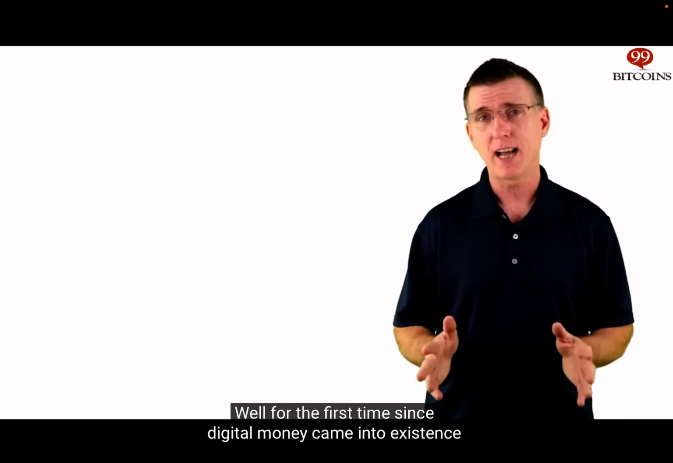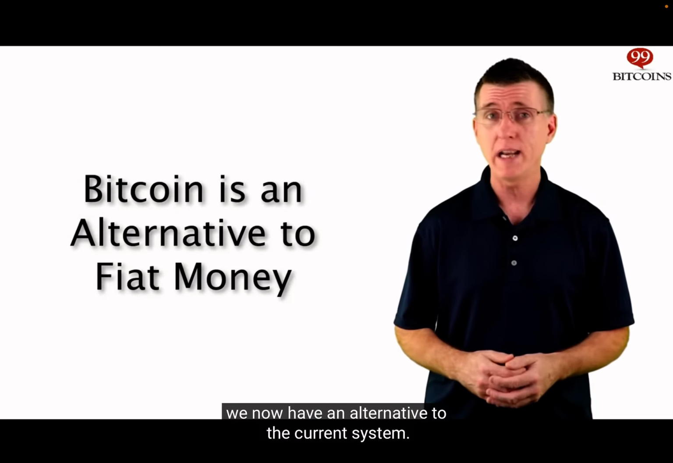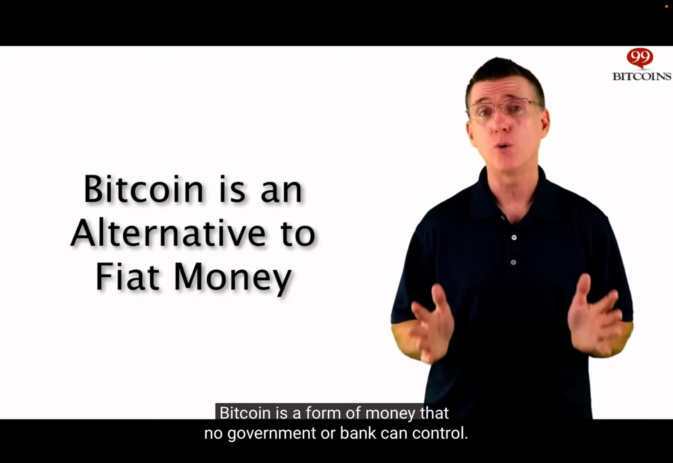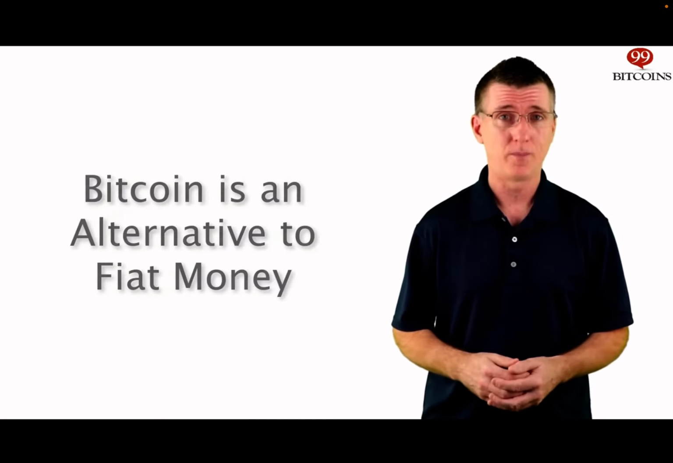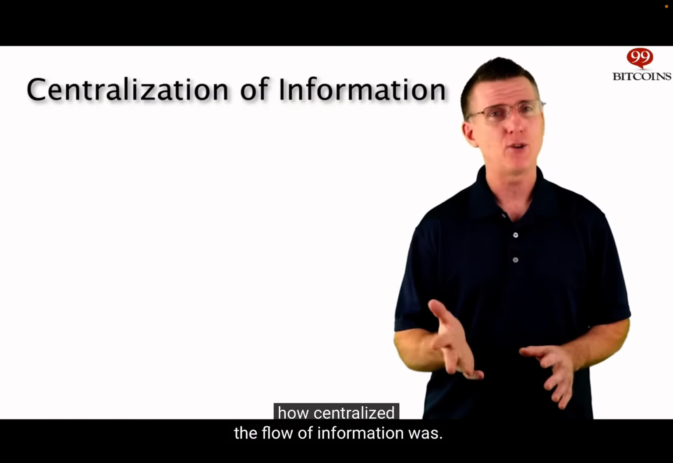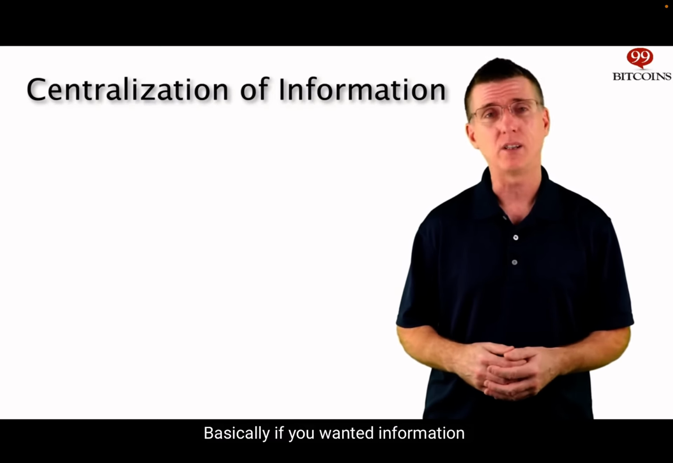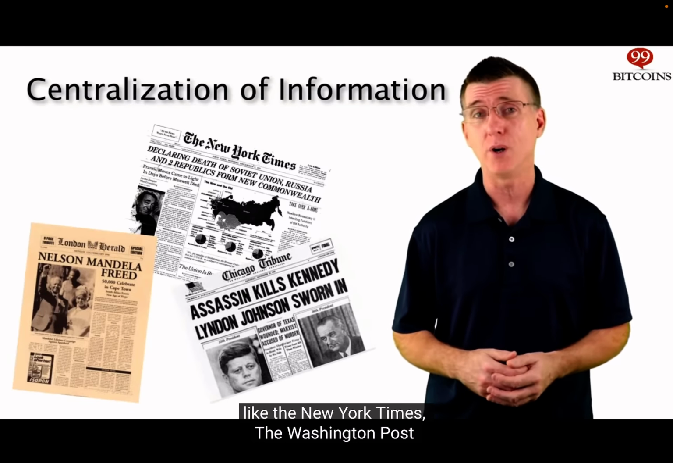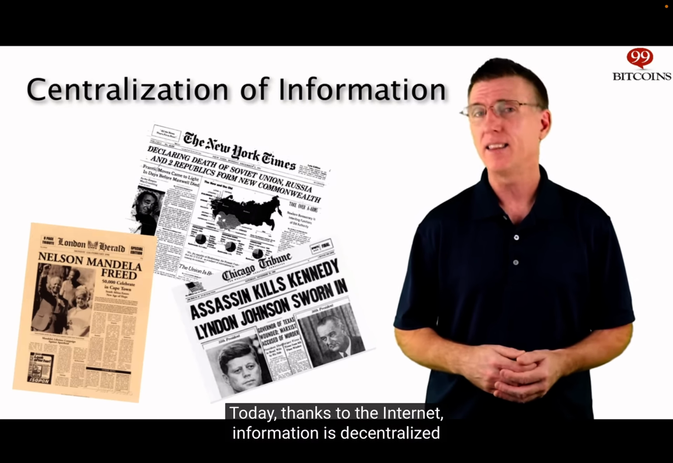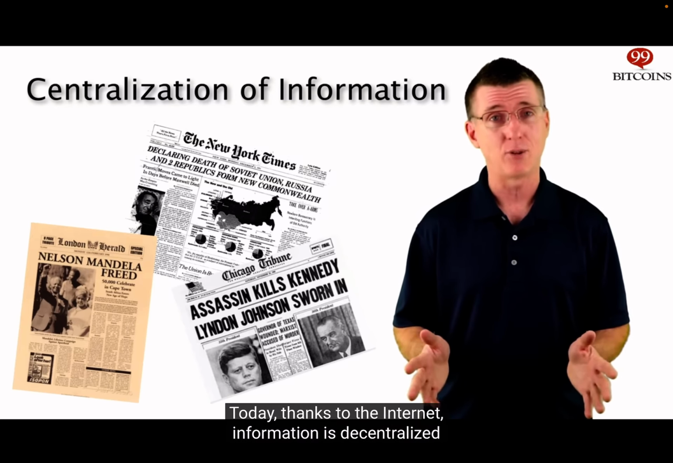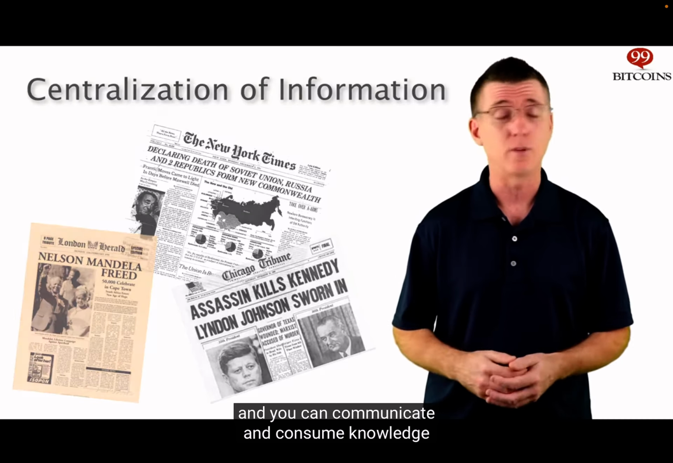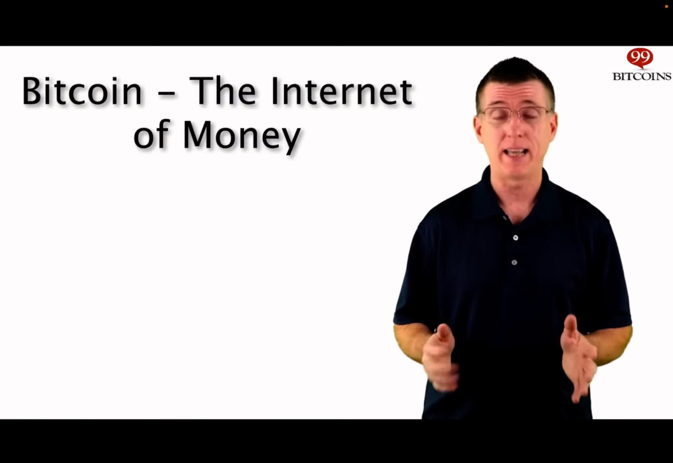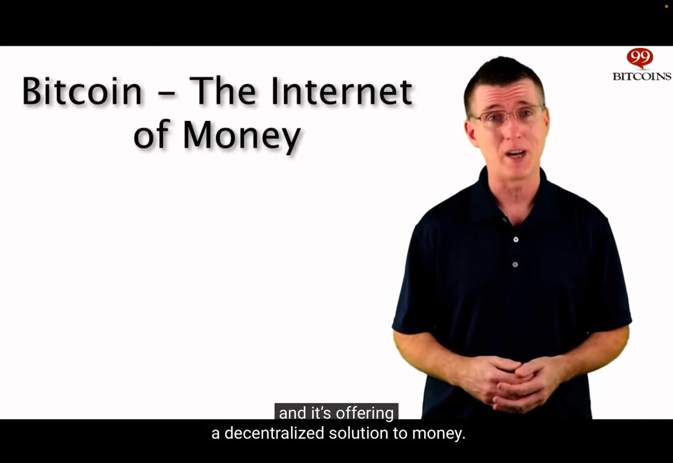Well, for the first time since digital money came into existence, we now have an alternative to the current system. Bitcoin is a form of money that no government or bank can control. Think about the time before the internet, how centralized the flow of information was. Basically, if you wanted information, you could get it from a few major players, like the New York Times, the Washington Post, and others like them. Today, thanks to the internet, information is decentralized, and you can communicate and consume knowledge from around the world with the click of a button. Bitcoin is the internet of money, and it's offering a decentralized solution to money.